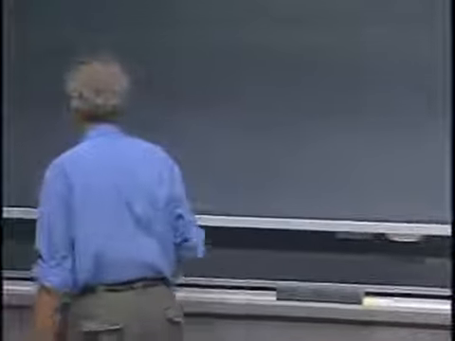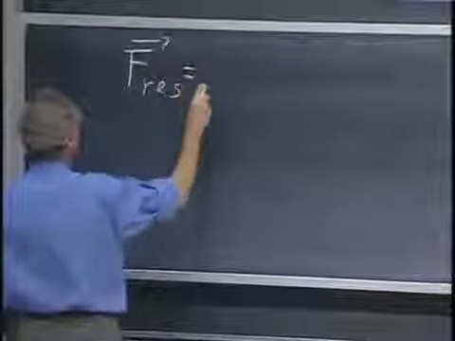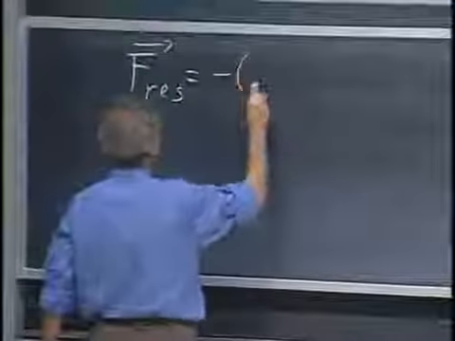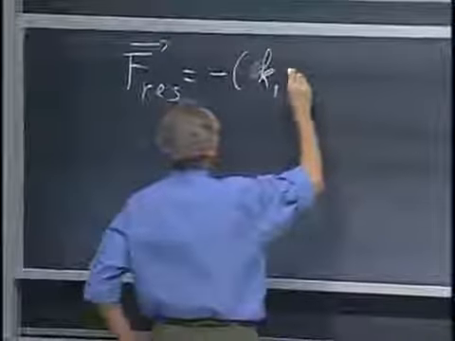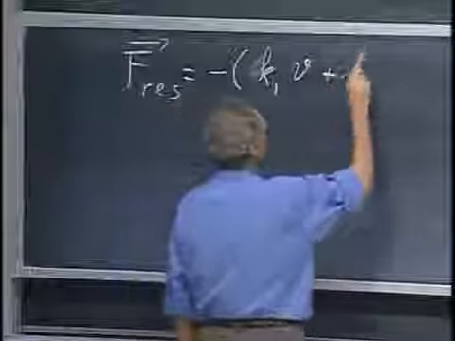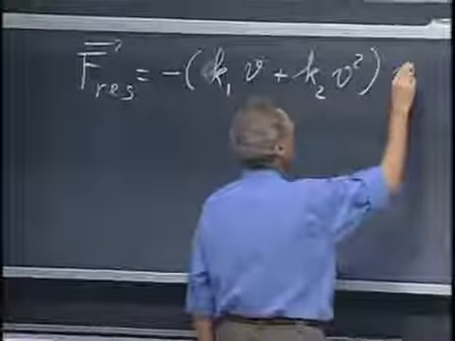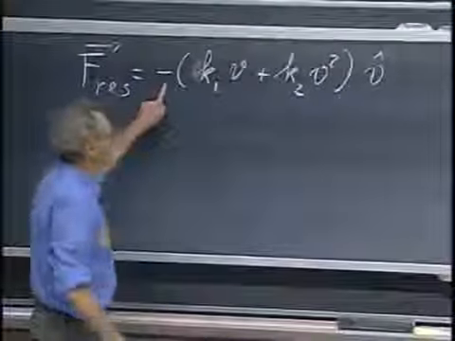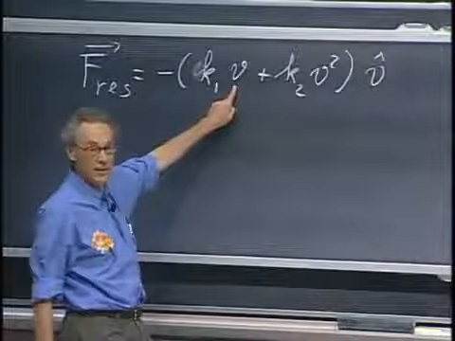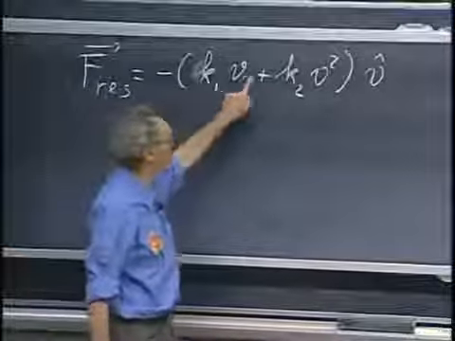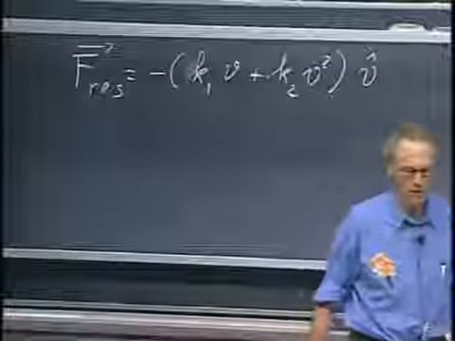In very general terms, the resistive force can be written as K1 times the velocity plus K2 times the velocity squared, and always in the opposite direction of the velocity vector. This v here is a speed. So all these signs, K1, v, and K2, and obviously v squared, they all are positive values.